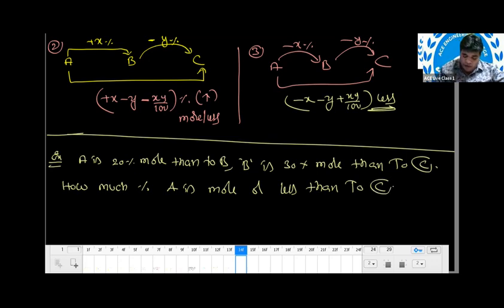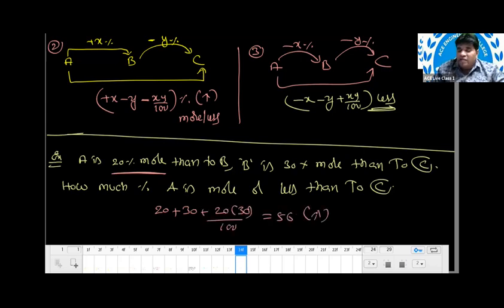This is the problem. More or less than C means the original method is not necessary; directly we use the formulas. So 20% more means plus 20, 30% more means plus 30. So 20 plus 30 plus 20 into 30 upon 100. Then the answer is 56% more compared with C. Not 5.6, 56, because 20 by 100, 30 by 100, the 100s cancel. That's why directly it is 56.